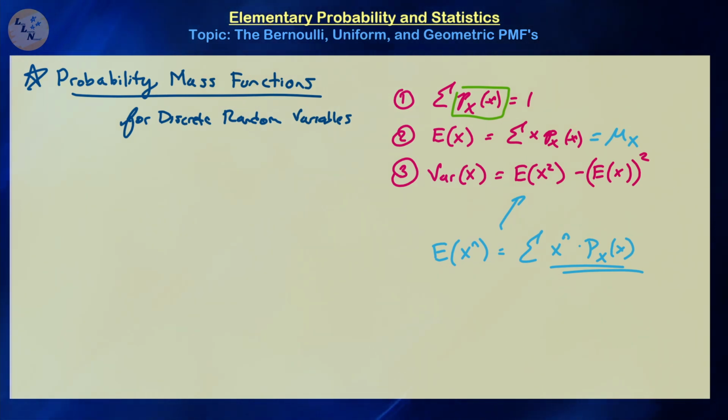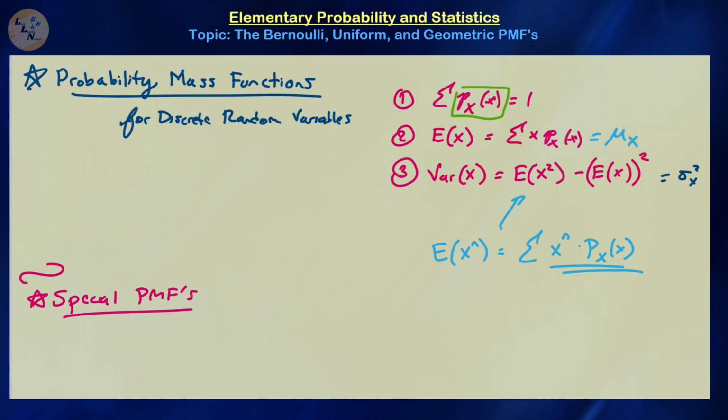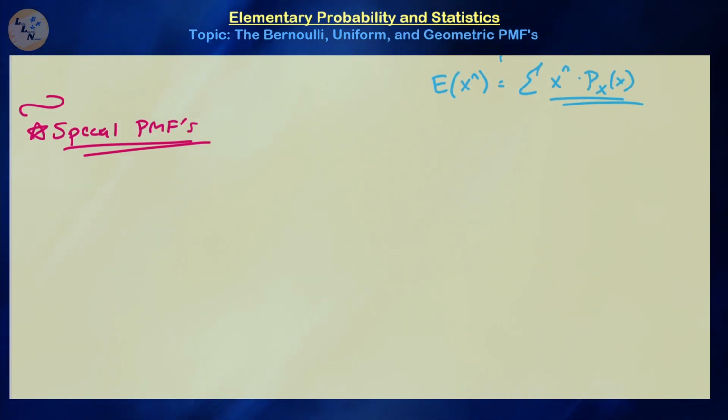But for variance we only need the second moment, and sometimes we abbreviate that by sigma_x squared, and then you can find the standard deviation by taking the square root of that. So those are just some of the basics for PMFs that you definitely should know. But in this video we're going to go into some particular probability mass functions, and usually we refer to these as special probability mass functions because they come up in a lot of applications, so it's usually beneficial to study them in isolation versus the more general PMF properties.